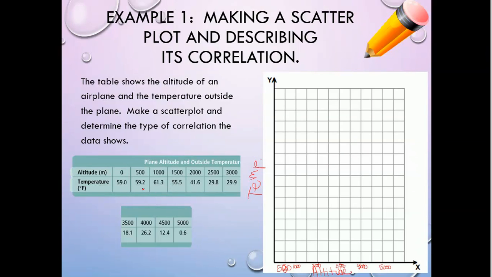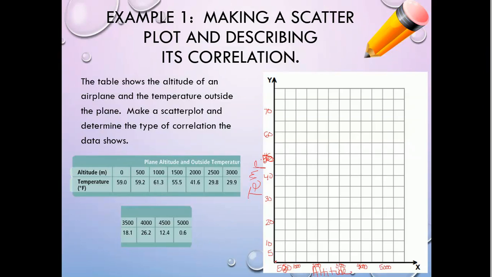It looks like the highest I need to go on my temps is about 60. So let's go by 5s every single one, but let's go 10s every other, so that I'm technically still going by 5s, but I just don't have to write as much. Oops, this should be 50. 60, and then we've got 70 up here. Now let's graph my ordered pairs.